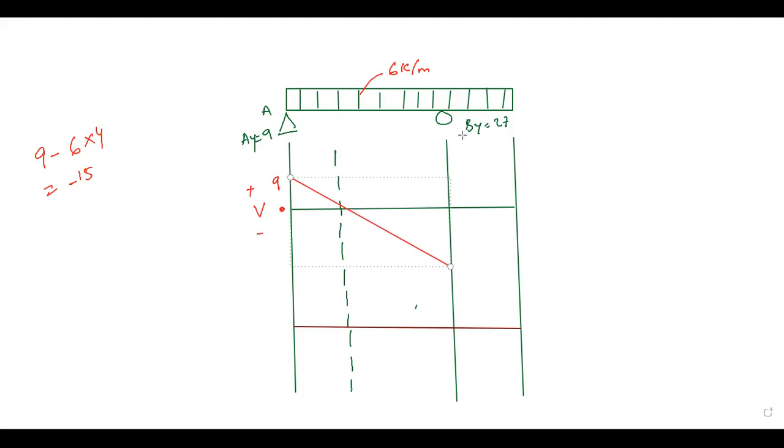Then here at By, we have an upward value of 27. So minus 15 plus 27 will be 12. It is somewhere here, 12. Then from here to here, it will experience 6 times this distance. This is 2, so 6 times 2 is 12. So 12 minus 12 will be equal to 0.